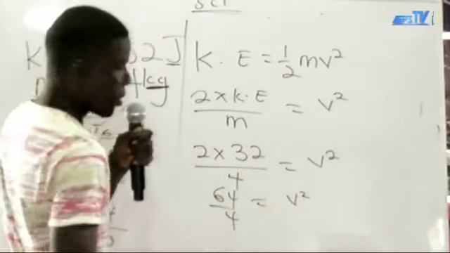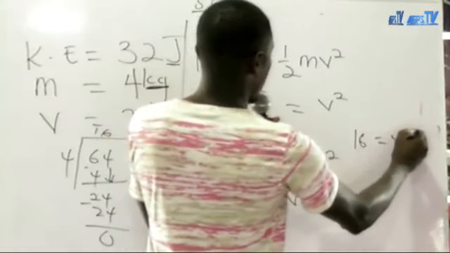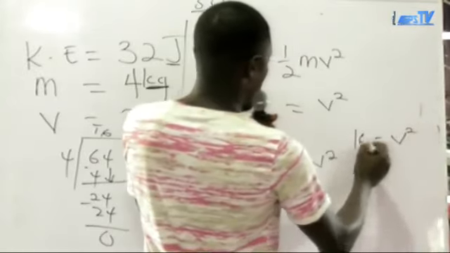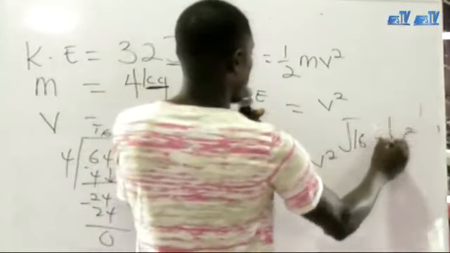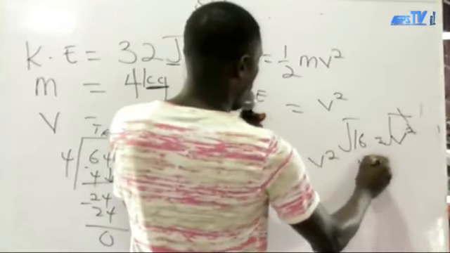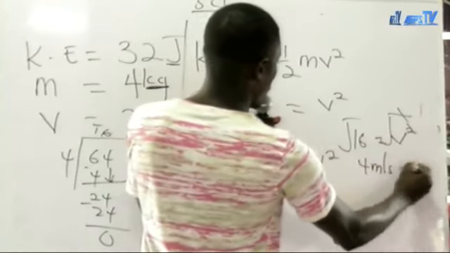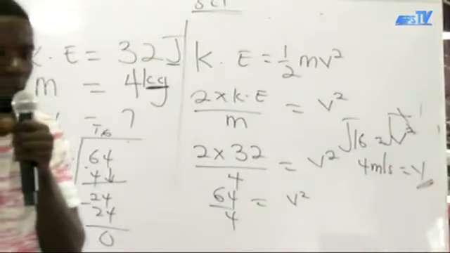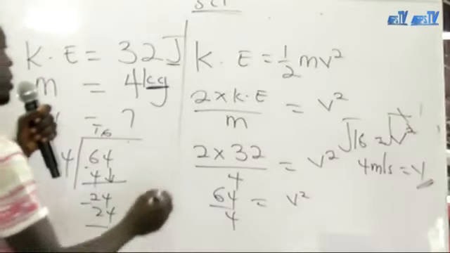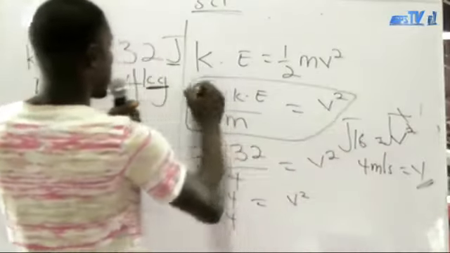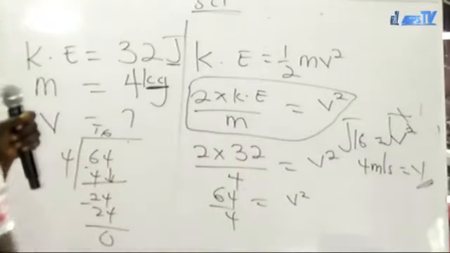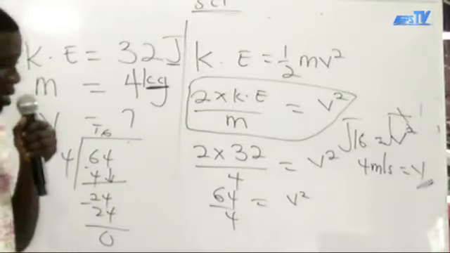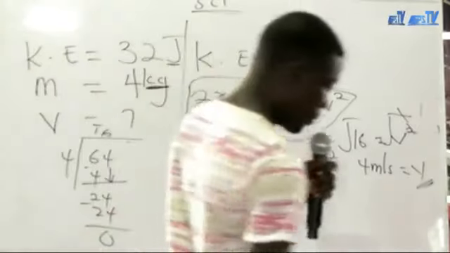Then here you get your 16 is equal to V squared. Then you find the square root of both sides, so that this will cancel this. You have 4 meters per second is equal to V. So this is the answer. You can also use this formula. If you know this one, it is the easiest. You just write down the formula and put in the figures. It is also accepted. Now let us go to the second example.